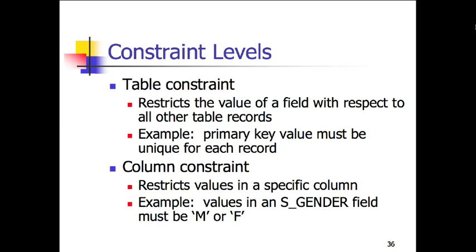Constraint levels. So I've been talking about column level constraints at this point. There's also table level constraints as well. In a column level, you're restricting the fields, let's say to an M or an F, or to something above zero for a number. It restricts the specific column. In terms of a table constraint, you're going to restrict the value of a field with respect to other values in the table. That example might be a unique social security number, or unique last name or first name or something. So we don't have five Barbara Heckers in the table. We only have one.